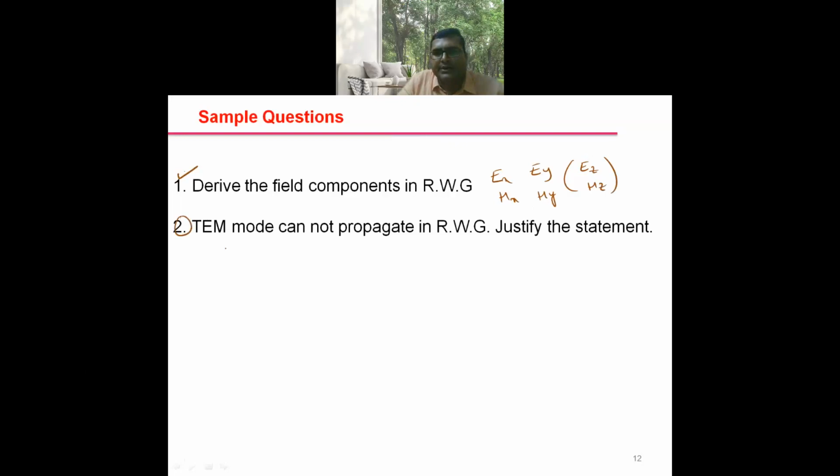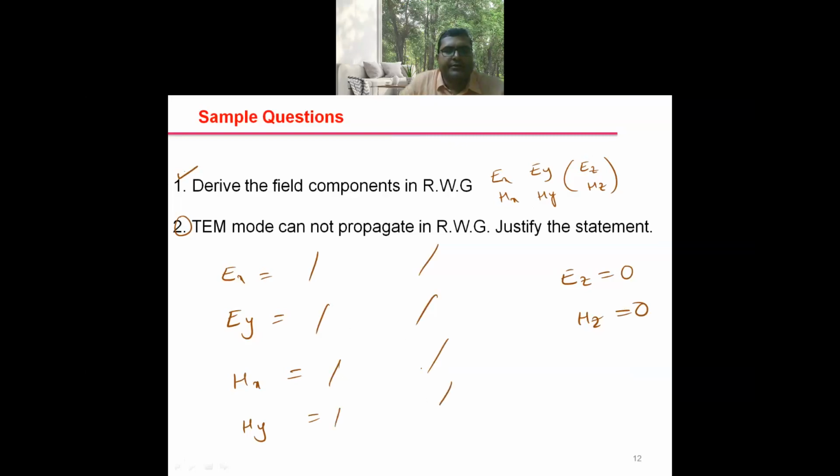The next question is: TEM mode cannot propagate in rectangular waveguide. Justify the statement. For that, you are supposed to determine the field components in rectangular waveguide Ex, Ey, Hx, and Hy. The field components are in terms of Ez and Hz. For TEM mode, Ez equal to 0, Hz equal to 0. All the terms are 0, which means TEM mode cannot propagate in rectangular waveguide.